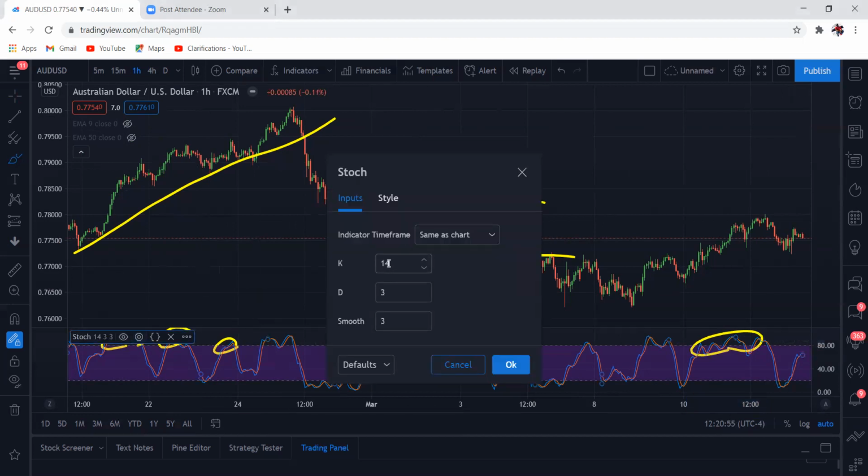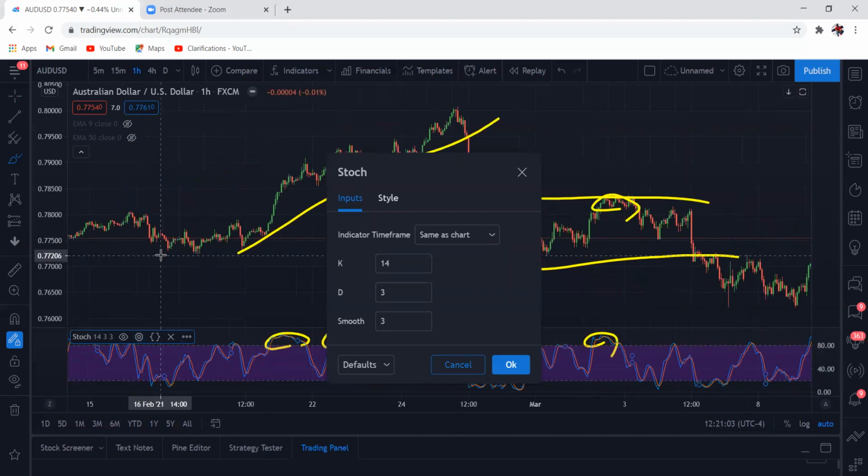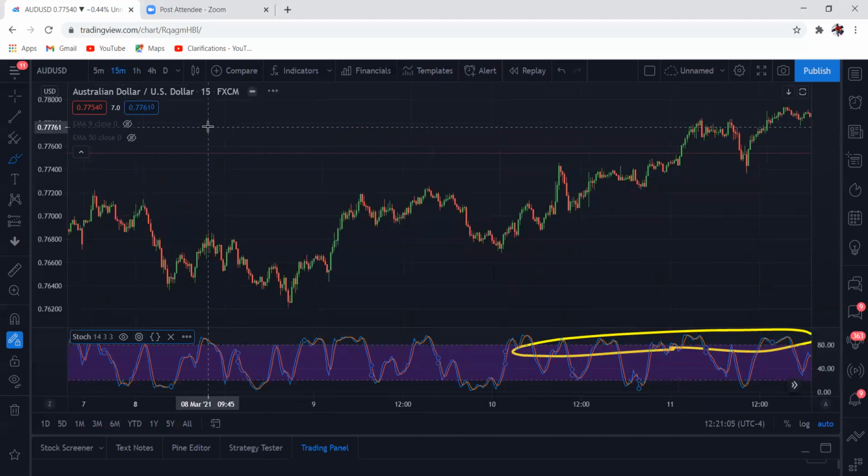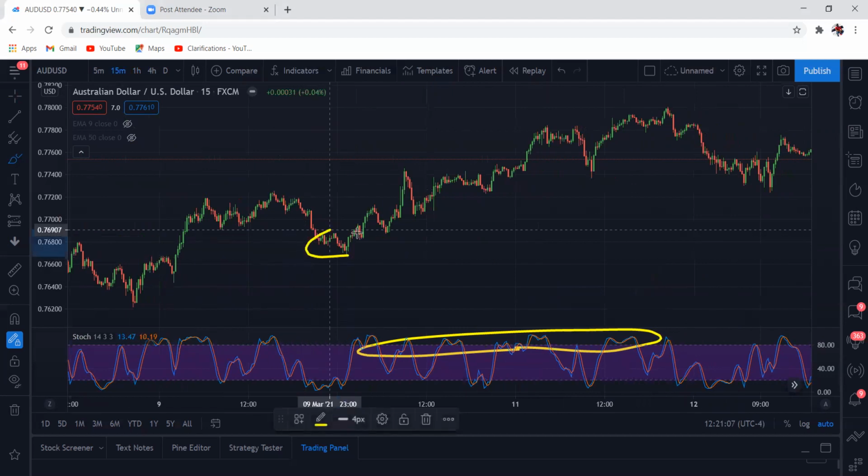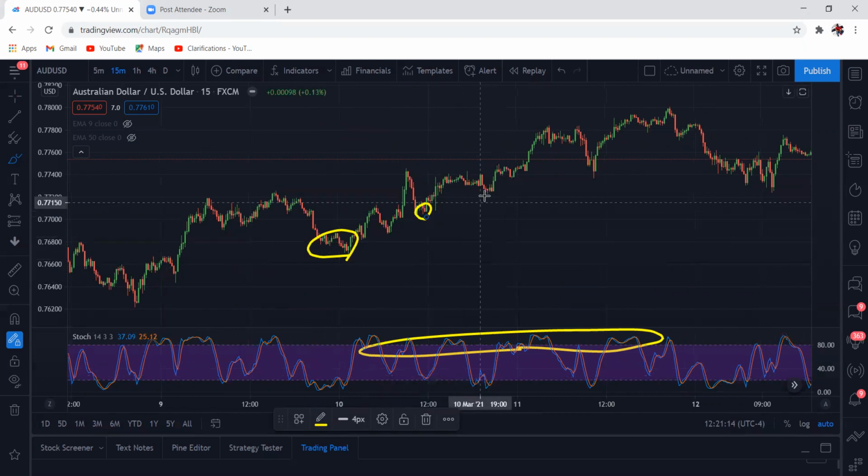So instead of 14, you can switch that to 5, 3, and 3. And this works especially for intraday traders and scalpers because you can operate off the 15-minute, pick a time frame, and there you go. There's your buy. Boom. Just find a trending market. There you go. Every time price is in overbought, oversold, you got all these buys. So you're in and out, right?